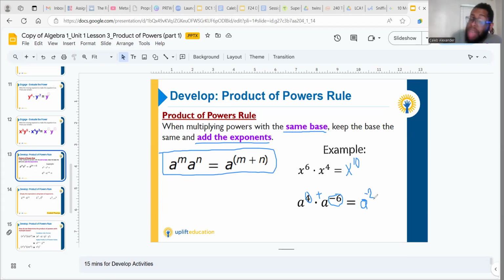Is this our simplified answer? No, we cannot leave it as is. We have to use our negative exponent rule. So this will be 1 over a to the second power. And that's our simplified answer.